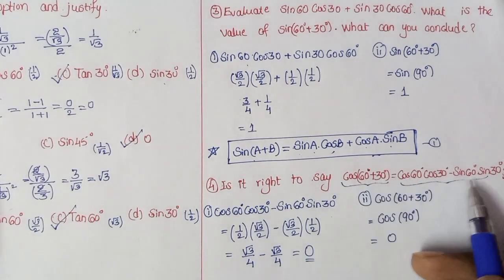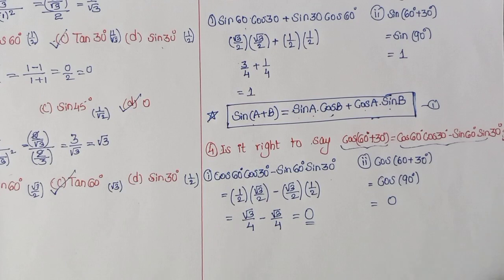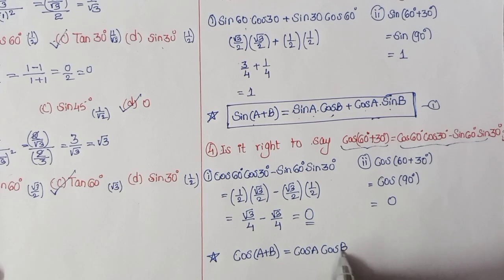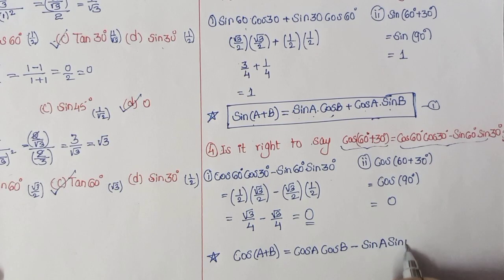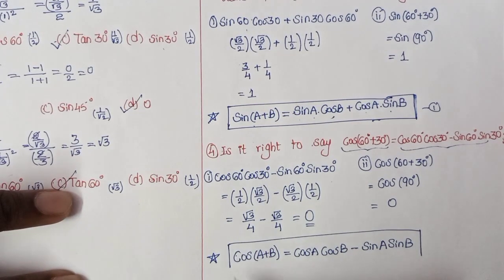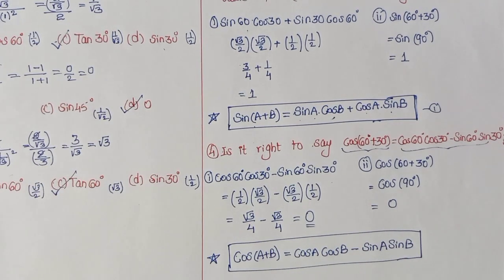So from this observation we can conclude one more important relationship, that is cos of A plus B. Cos of A plus B is equal to cos A cos B minus sin A sin B. This is the relation. This is very important. These two are very important. I hope you note it down, and we'll go to another problem.